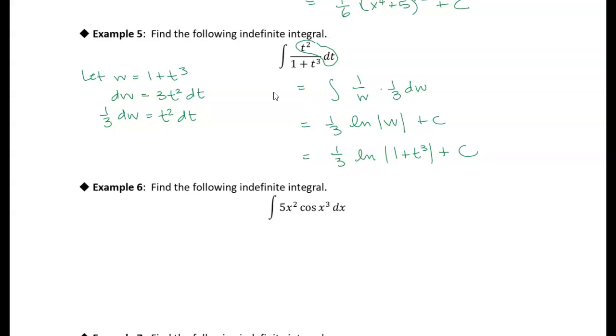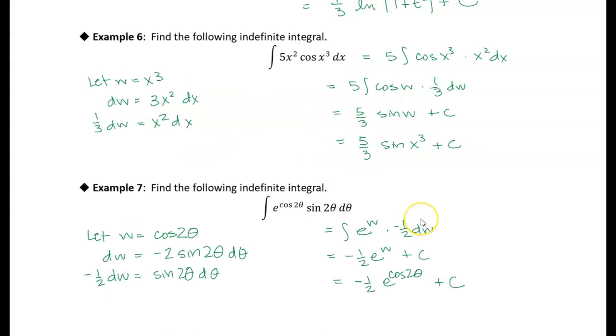All right, how many are left? Let me look here. There's like 3 more examples left, and I'm going to let you do the next 2, examples 6 and 7, and then I'll meet you back up for example 8. All right, so here are the answers for these next two.